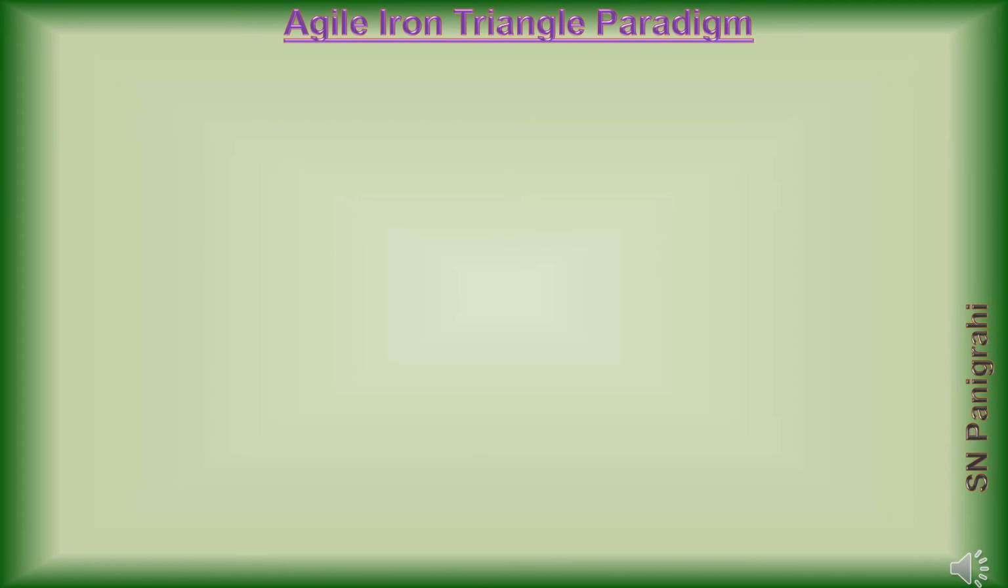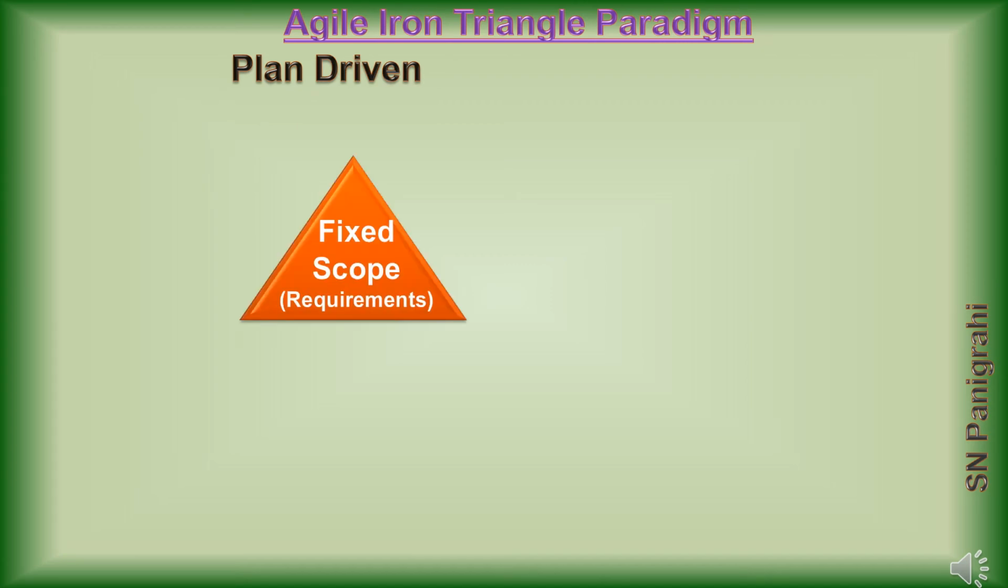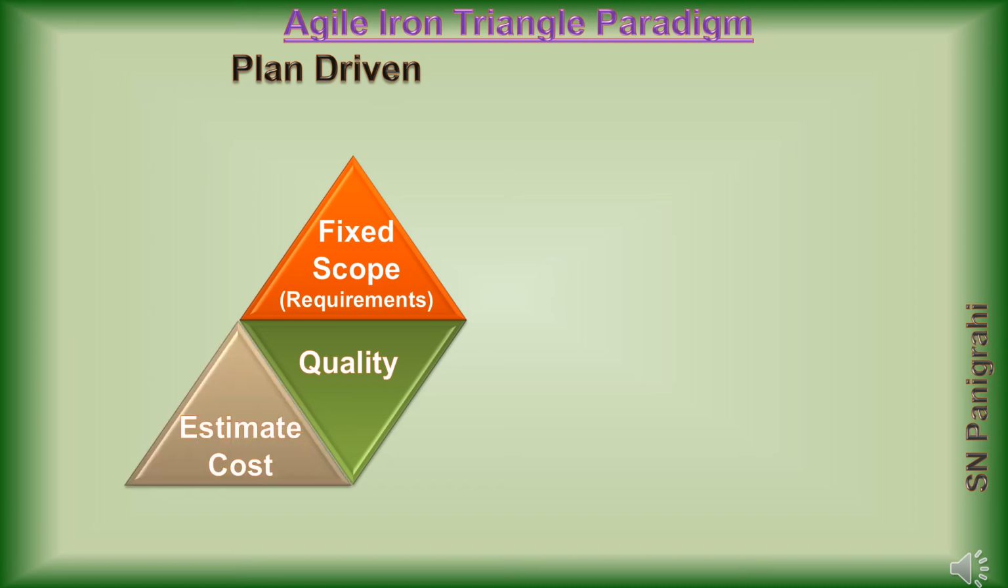Agile Iron Triangle Paradigm. The purpose of the Iron Triangle is to give product teams the necessary information to make trade-offs that will help the business. In a traditional predictive life cycle, which is plan-driven, following a sequential step-by-step approach, scope is fixed or constant. Of course, also quality standards are predetermined. Time and costs are estimated based on the given scope.